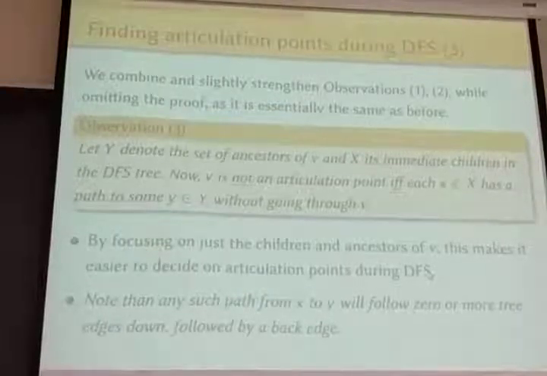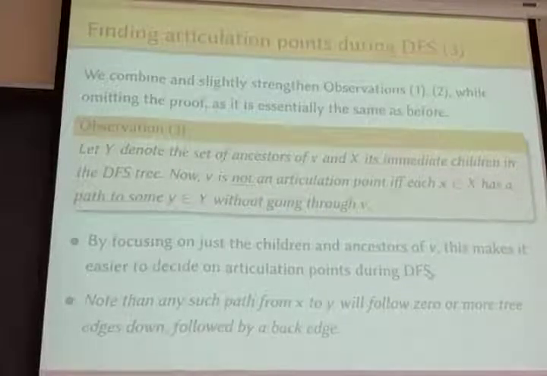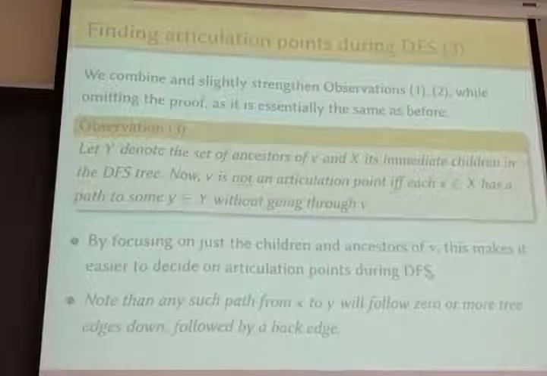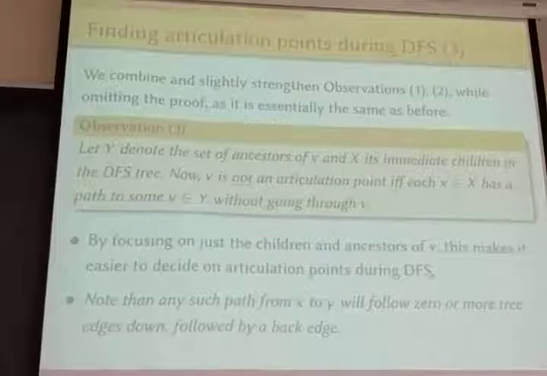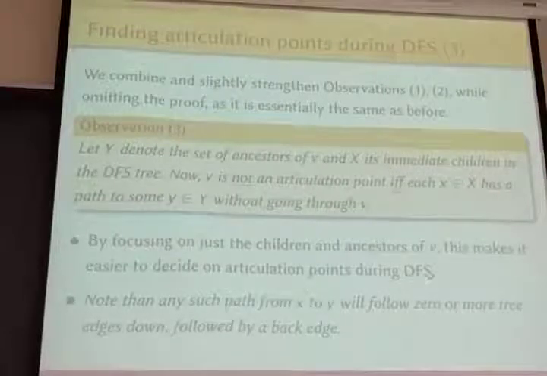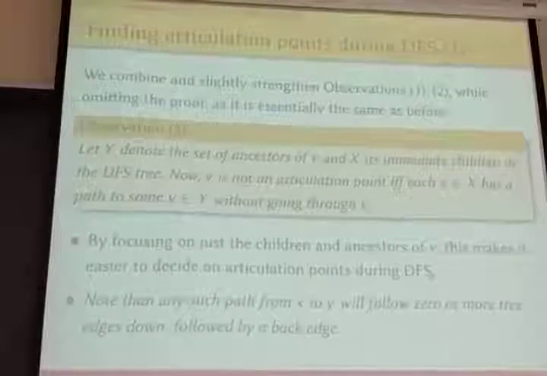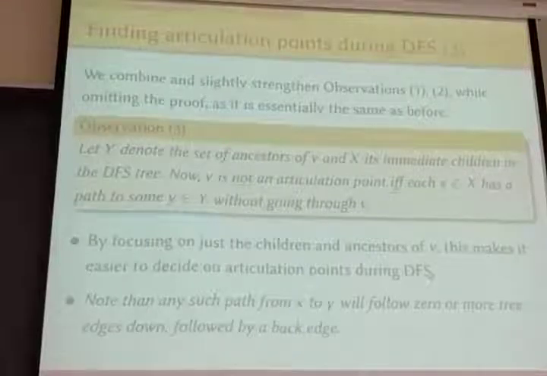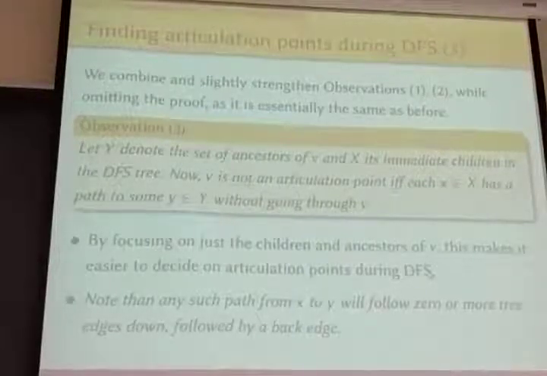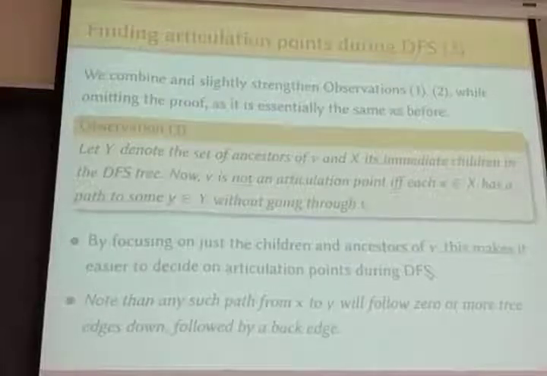Okay? So what we are saying here is that instead of thinking about every possible vertex here and every possible vertex here, we can confine our attention to just the descendants of Vi and the ancestors of Vi. Okay? So what that means is that during a DFS, we can ask whether each of these have a path to an ancestor, right? If they do, then Vi is not an articulation point. Okay? So this is what we are going to do.